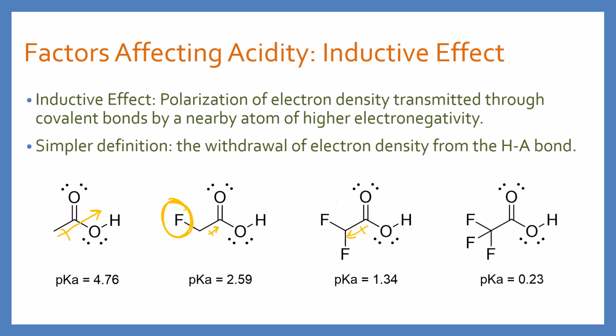In our last example here, we now have 3 fluorines on this carbon, right? We've replaced every hydrogen that was originally on acetic acid with a fluorine at this point. All 3 of these fluorine atoms are electronegative. This dipole is fully pointing over here. The electron density of this bond is just dwindling away. And now our pKa is 0.23. This is a much, much stronger acid than what we started off with. And that is the inductive effect.